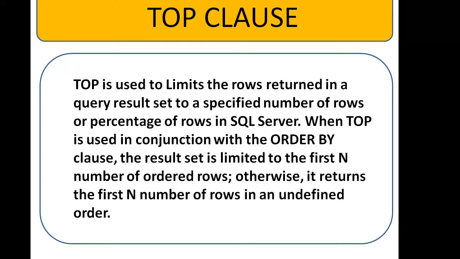When TOP is used in conjunction with the ORDER BY clause, the result set is limited to the first n number of ordered rows. Otherwise, it returns the first n number of rows in an undefined order. So we can use the TOP clause with or without ORDER BY. If we use it with ORDER BY, it displays based on the given order. And if we don't use ORDER BY, it displays in an undefined order. So the TOP clause is used to limit the rows.